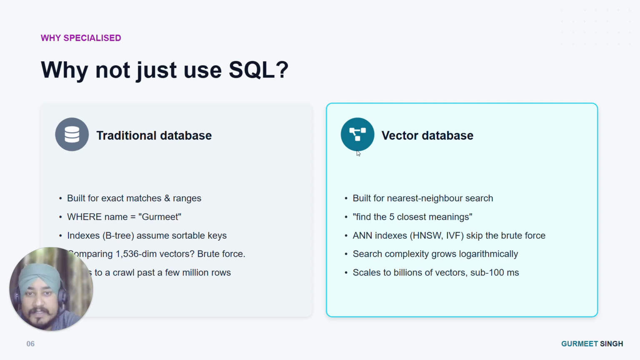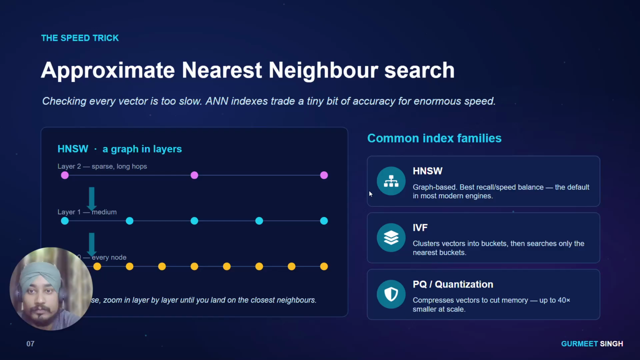A vector database is built from the ground up for a different job. Nearest neighbor search. Find the 5 closest meanings. It uses specialized indexes with names like HNSW and IVF that skip the brute force entirely. The search time grows logarithmically, not linearly, which means it scales to billions of vectors and still answers in under 100 milliseconds. Same idea of storing data, completely different engine underneath.